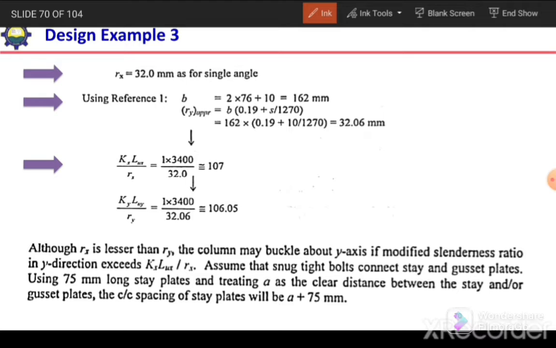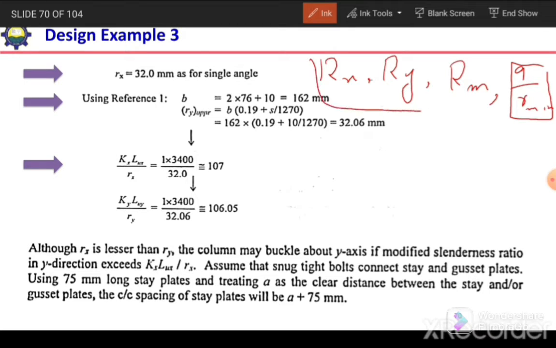So in that case we need to calculate the slenderness ratio R about x-axis, we need to calculate R about y-axis, we need to calculate R modified, and we also need to calculate A over R minimum for the individual section to ensure that the individual section does not buckle within the tie plate. So we need to investigate these 4 slenderness ratios. So first of all, if we calculate the Rx value, the slenderness ratio about x-axis, it will be Kx Lx over Rx.